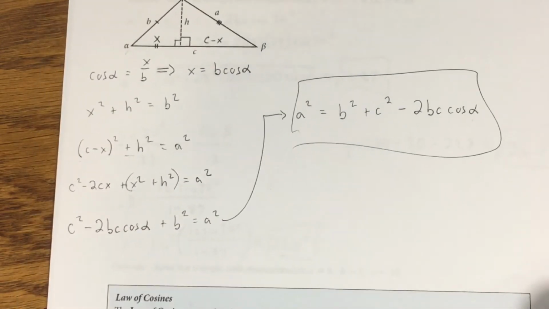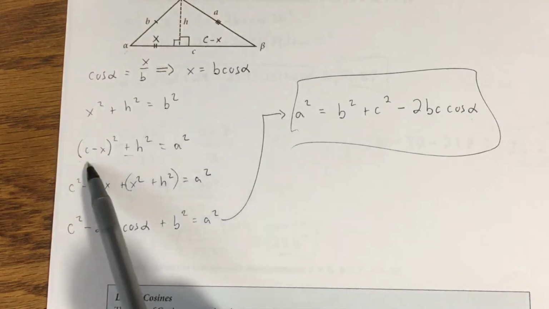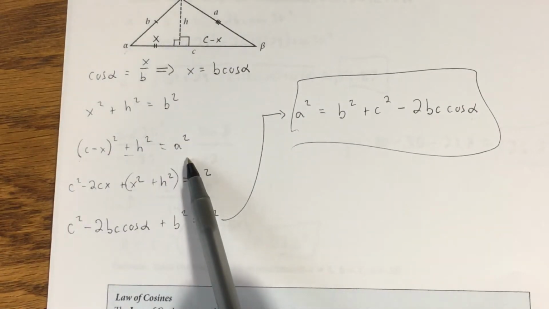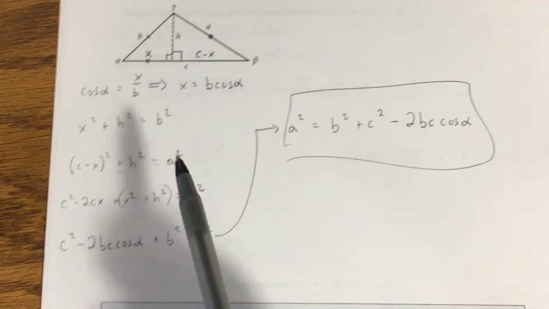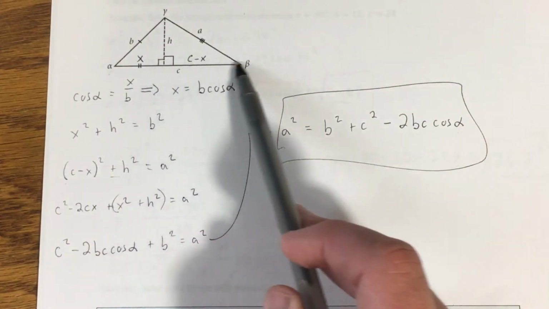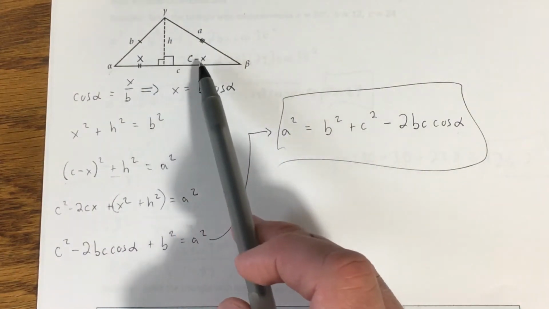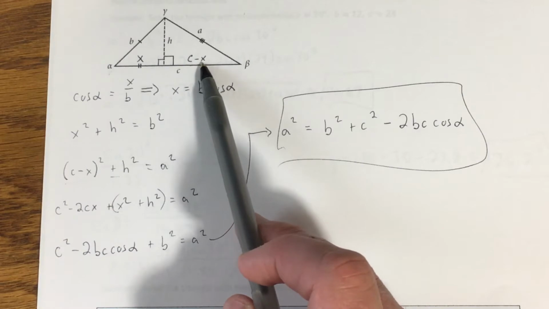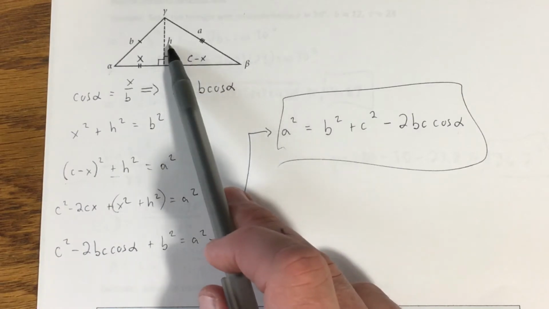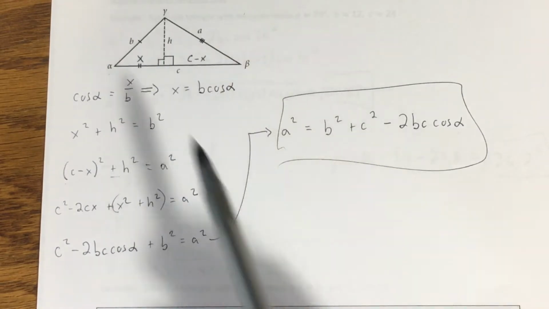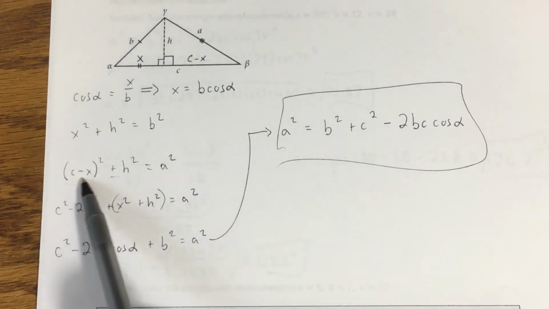Okay, going down a little bit further, what you're seeing on this line right here is another application of the Pythagorean theorem, but to this right triangle. So if I use the Pythagorean theorem, I want c minus x quantity squared plus h squared equals my hypotenuse a squared. That's what you're seeing here.